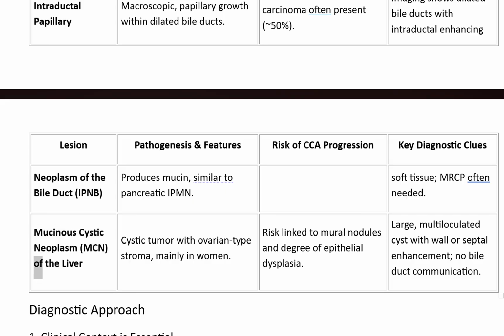Mucinous cystic neoplasm, MCN, of the liver. Cystic tumor with ovarian-type stroma, mainly in women. Risk linked to mural nodules and degree of epithelial dysplasia. Large, multiloculated cyst with wall or septal enhancement, no bile duct communication.